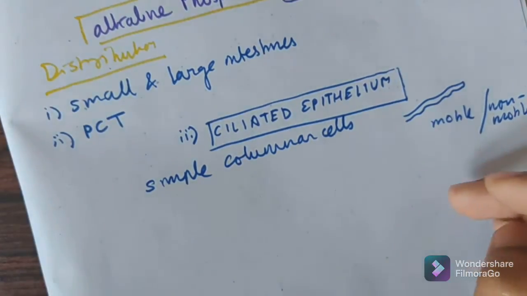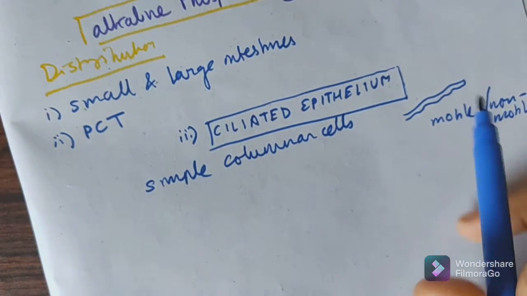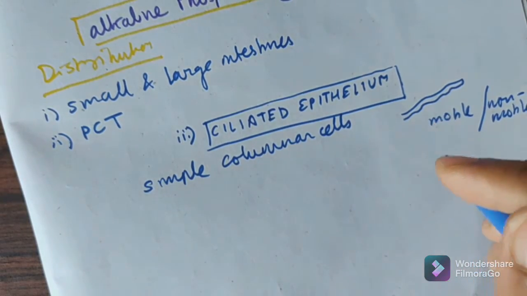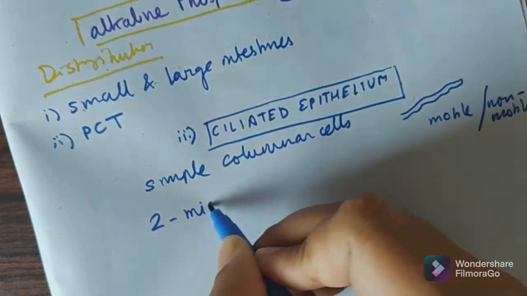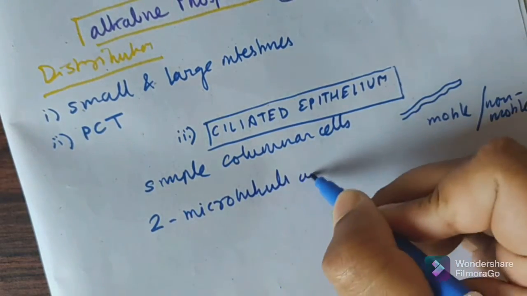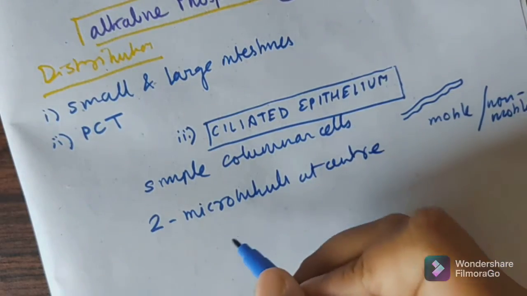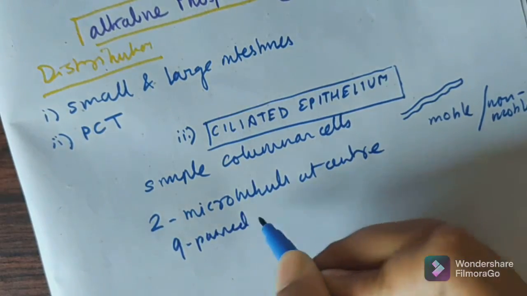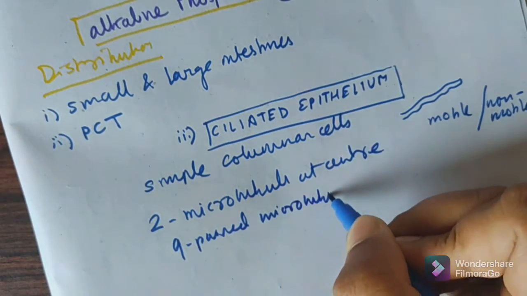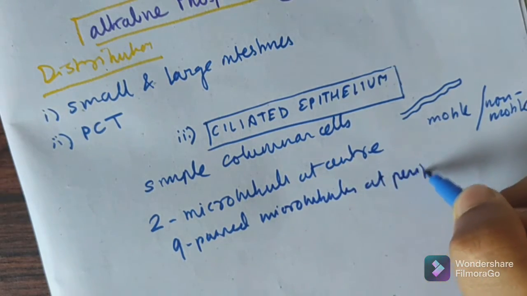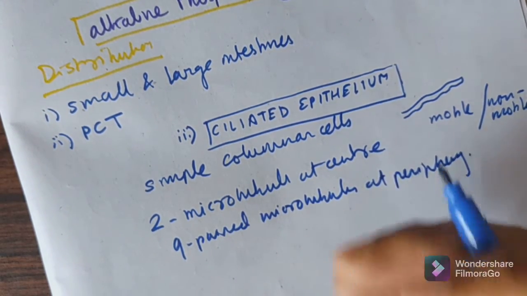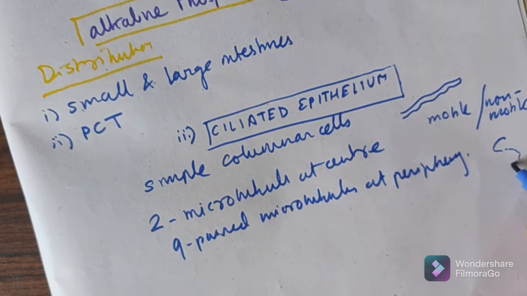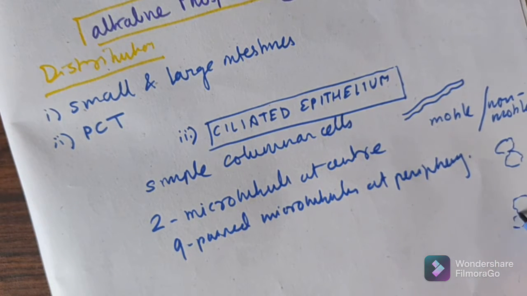Now the cilium is covered by the cell membrane and contains within the matrix 2 microtubules in the center and 9 paired microtubules at the periphery. So there will be 2 microtubules at the center and 9 paired microtubules at the periphery. Now the peripheral paired microtubules are arranged in a figure of 8 fashion. They are generally arranged this way.